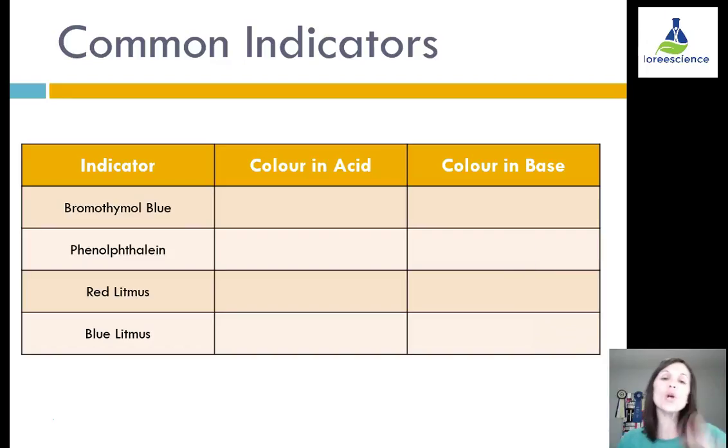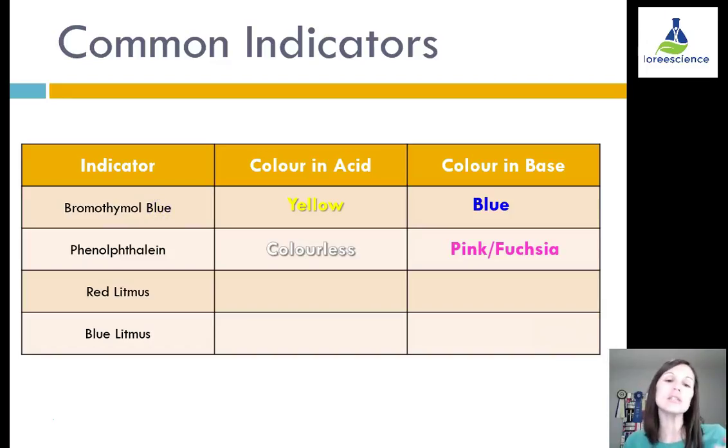So there are 4 common indicators that you need to be aware of because they will be used in many labs in grade 10 as well as grade 11 and 12. The first is bromothymol blue. When it's in an acid, it is a yellow or a greenish color. In a base, it's blue. So it still follows that rule, blue for base.